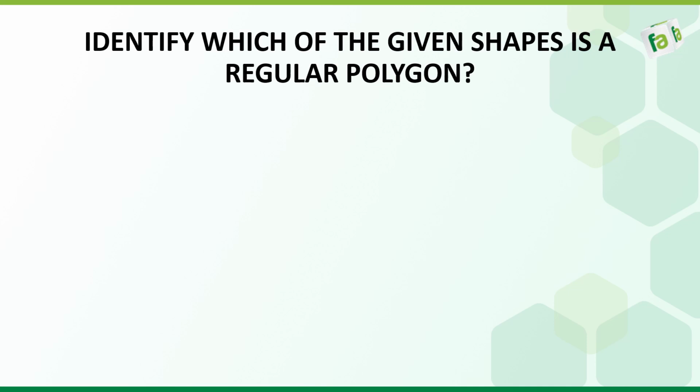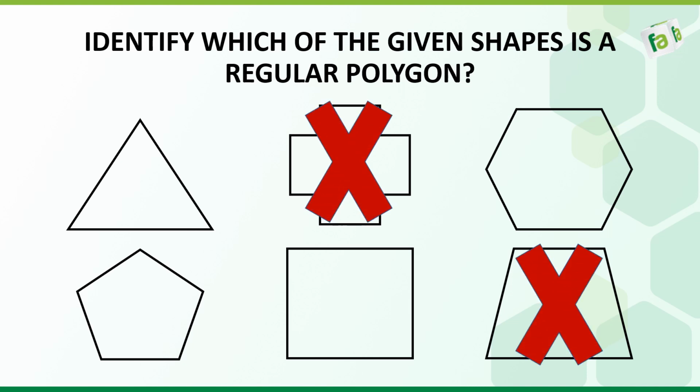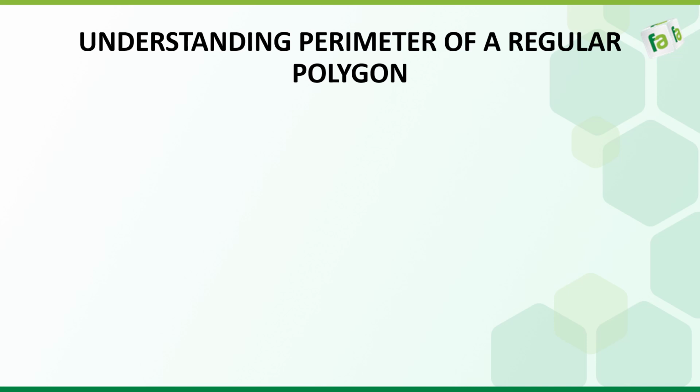Now, identify which of the given shapes is a regular polygon. Yes, that is correct. These are regular polygons. Now, let's understand perimeter of a regular polygon. The perimeter of a regular shape is basically the total length of the outer boundary of the regular shape.